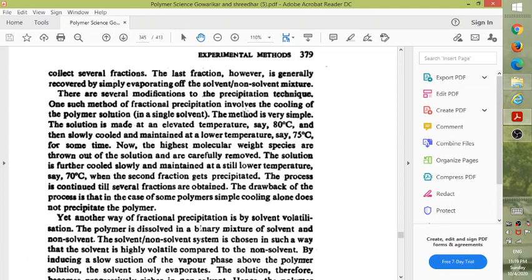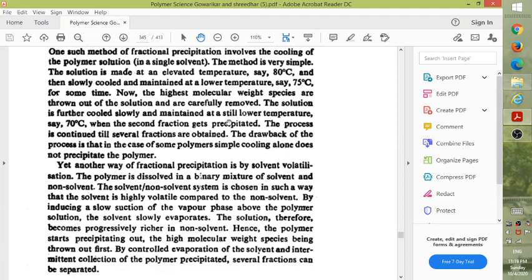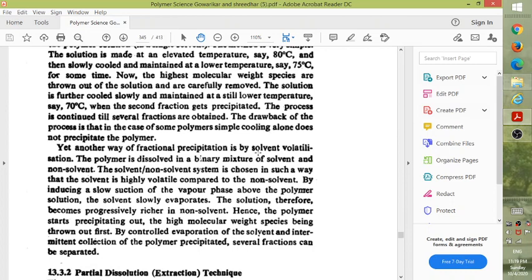The drawback of the process is that in case of some polymers, simple cooling does not precipitate the polymer. Yet another way of fractional precipitation is by solvent volatilization. The polymer is dissolved in a binary mixture of solvent and non-solvent. The solvent-non-solvent system is chosen in such a way that the solvent is highly volatile compared to the non-solvent. By inducing a slow suction of vapor phase above the polymer solution, the solvent slowly evaporates. The solution therefore becomes progressively richer in non-solvent. Hence, the polymers start precipitating out, the high molecular weight species being thrown out first. By controlled evaporation of the solvent and intermittent collection of the polymer precipitated, several fractions can be separated.